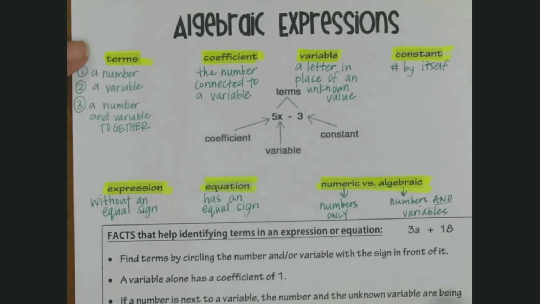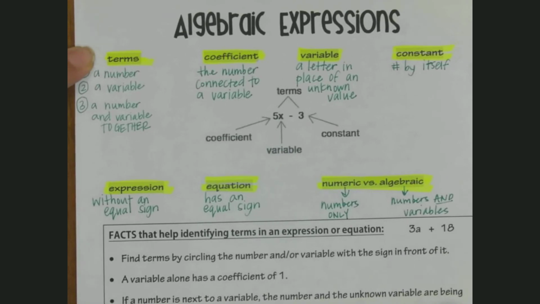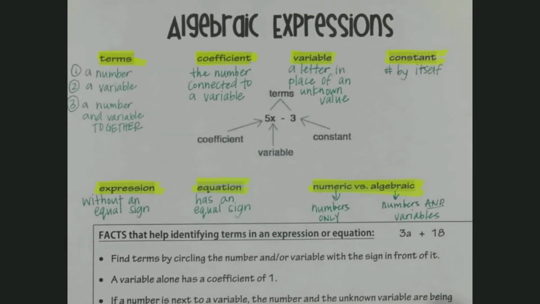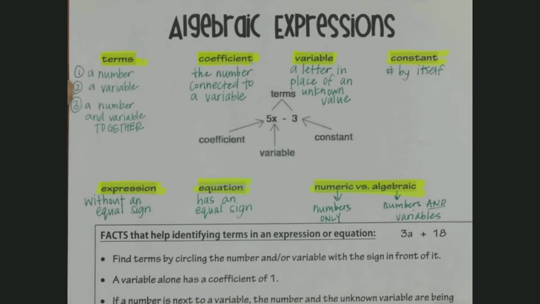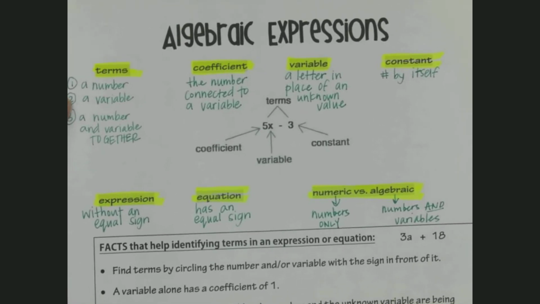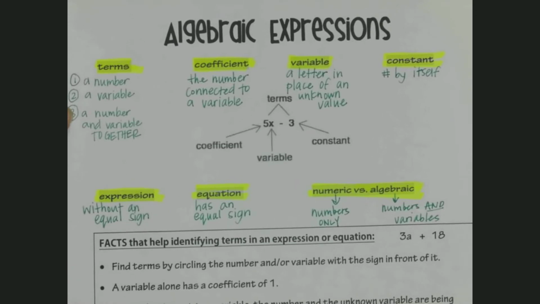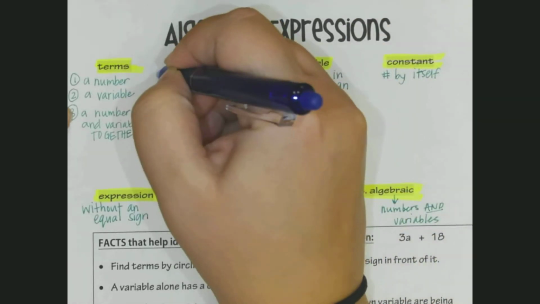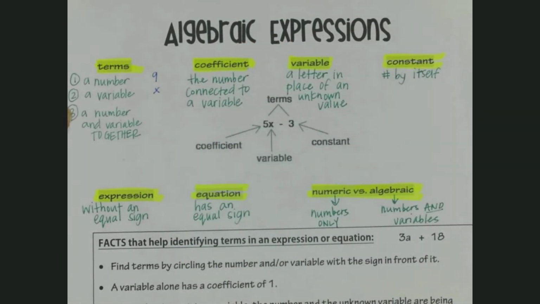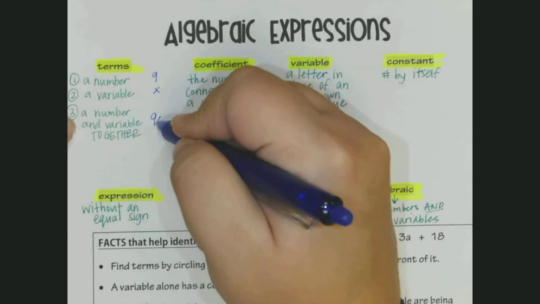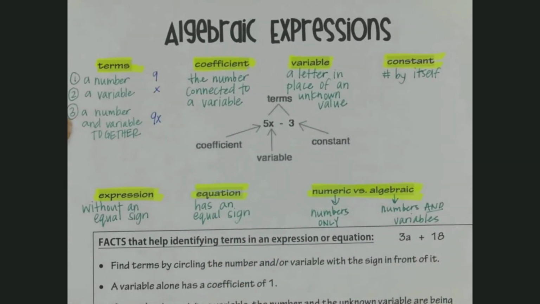The first vocabulary word is terms. Now, terms can be three things. First, they could be just a number all by itself. Second, they could be just a variable all by itself. A term can also be a combination of a number and a variable. Okay, so just the number 9, that's a term. Just the letter x, also a term. If you had them together, that is also considered a term. So it's kind of just a chunk of either the equation or the expression, okay?